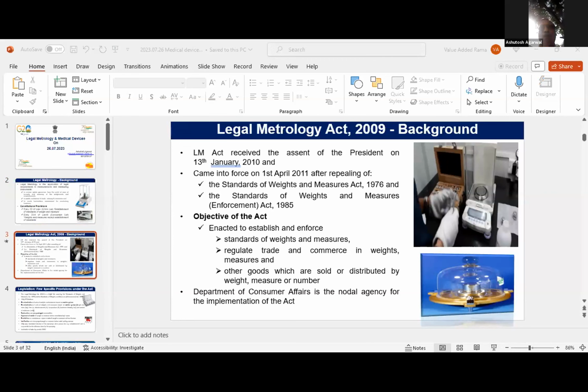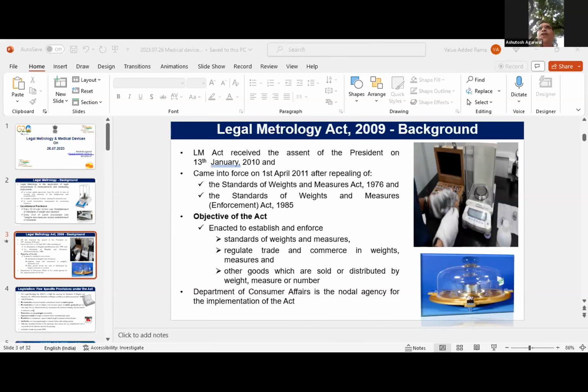So with these two acts, we were regulating the standards of weights and measures in the country since 1976, which were repealed by the Legal Metrology Act 2009 from 1st of April 2011. The objective of this Legal Metrology Act is to establish the standards of weights and measures in the country.